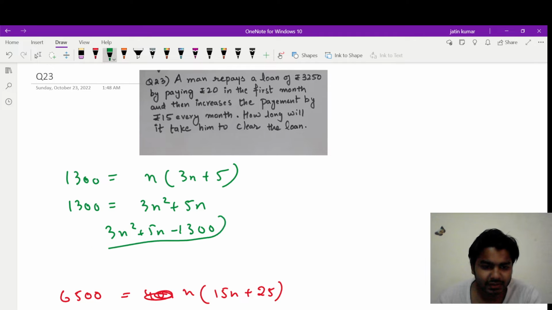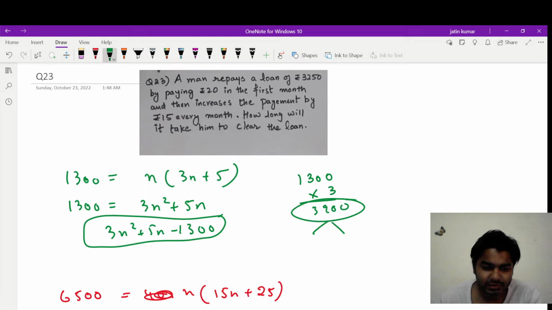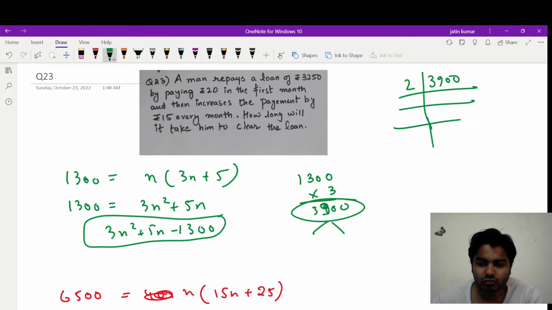Now we have to apply splitting. I have already told you in chapter 2: 1300 into 3 is 3900, split 3900 so that we get 5. So take the LCM of 3900. Let us divide by 3 first. 1300 by 2 is 650, right?